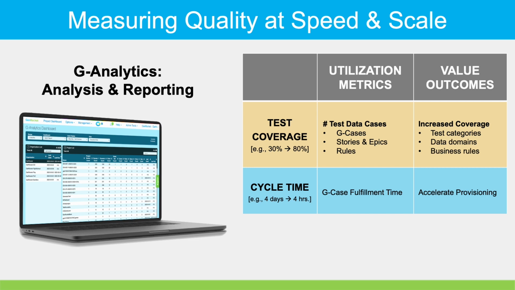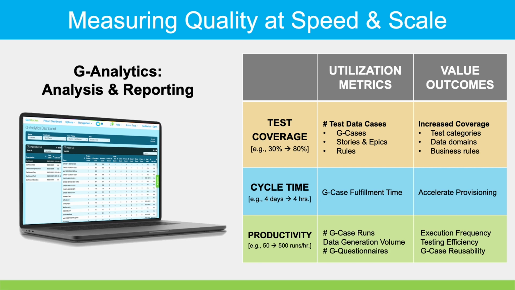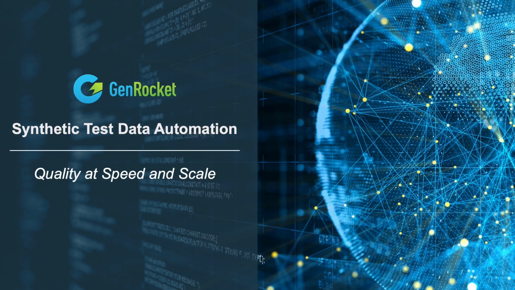Provisioning data is the single biggest component of test cycle time. So G-Analytics tracks G case fulfillment time to measure the acceleration of data provisioning time. Recording the number of G cases executed and the volume of data generated by them measures execution frequency. And the number of G questionnaires created by developers is a measure of reusability and team productivity. These value metrics allow GenRocket customers to realize the vision of quality at speed and scale.